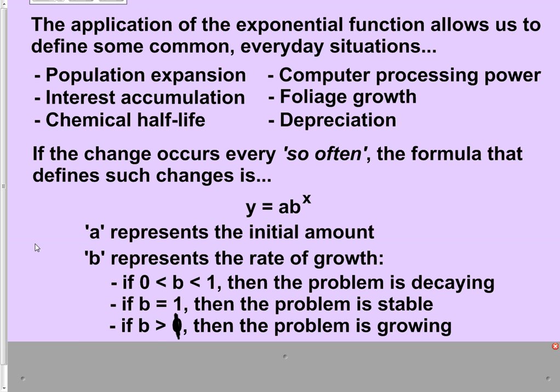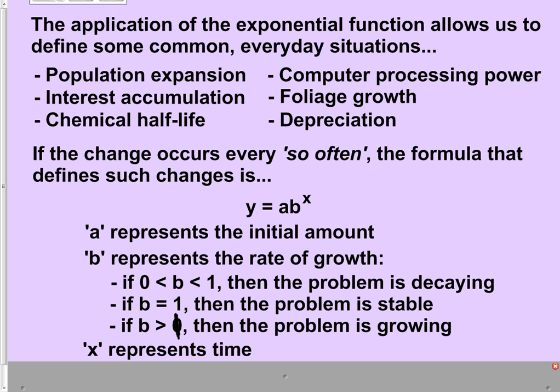The graph, as you read from left to right, with B between 0 and 1, the graph should be getting smaller. That is decay. But if B is larger than 1, as you read from left to right, the graph gets bigger. That is growth.